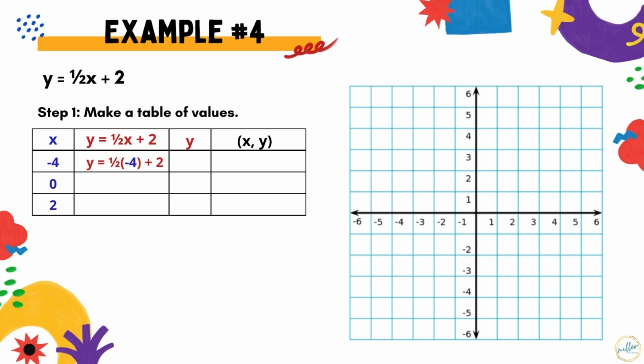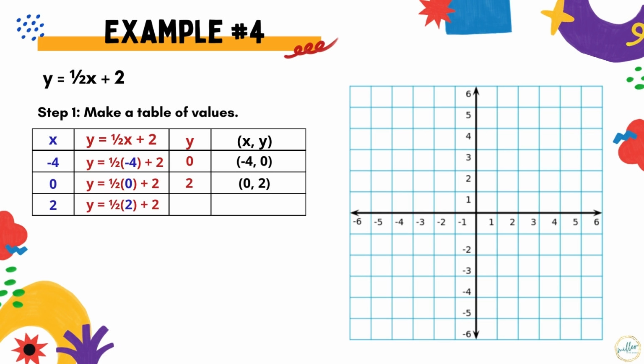X equals negative 4. 1/2 times negative 4 is negative 2. Then add 2, and we're back up to 0. Our first solution is negative 4, 0. Now let's try x equals 0. 1/2 times 0 is 0, plus 2 is 2. So our second solution is 0, 2.